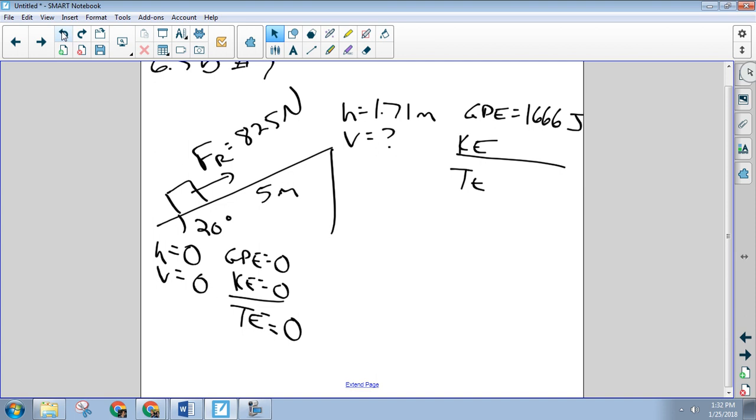Okay, so for part B, it's the same setup, right? You're still starting at rest at the bottom. Roy is still pushing. Everybody good? I'll give everybody a second to get caught up.